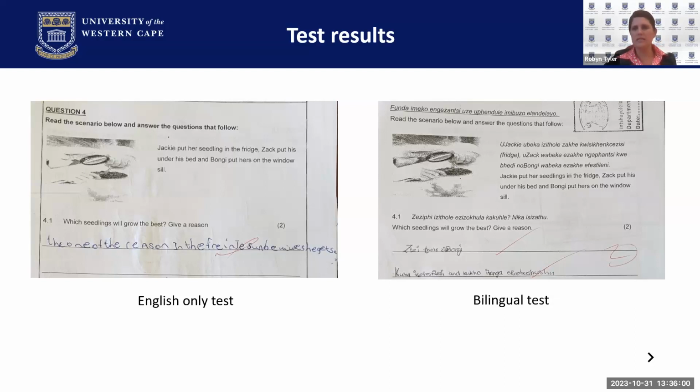And what you can see in these examples here is just the meaning making that is possible when learners are expressing themselves in a language that they understand. So the English only response is not meaningful, it's not comprehensible, and the child doesn't receive any marks for that. Whereas the child who chose to write an answer in isiXhosa gets full marks for that question, as they're able to present the knowledge that they've gained in its complete form and express themselves fully.